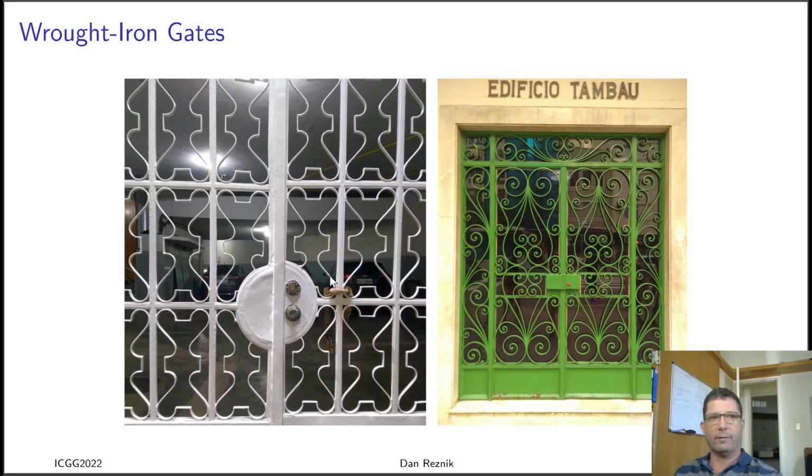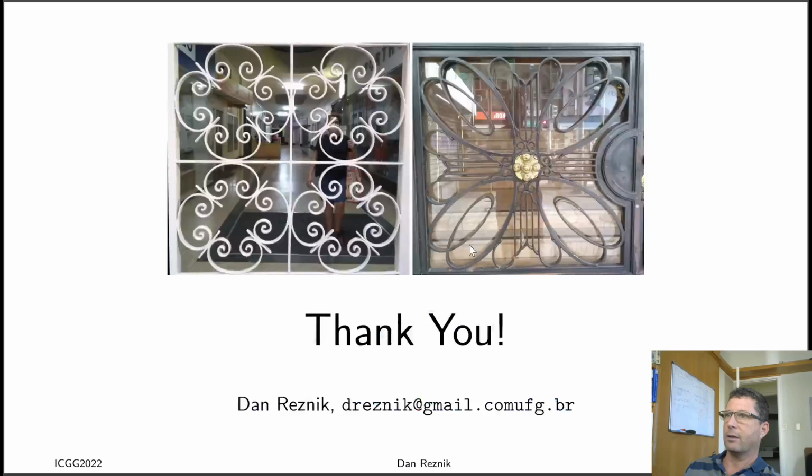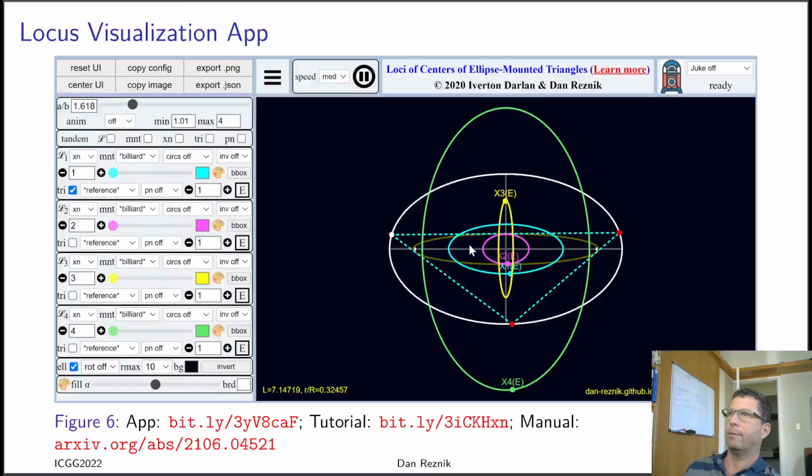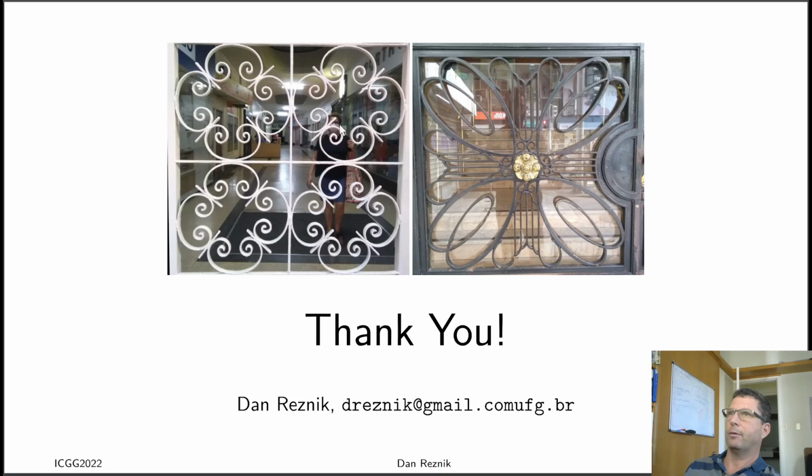So here's a couple of examples of gates that you might see in my neighborhood here in Rio. They are probably early 20th century ironworks. I think I have another one, on the last slide. I'm going to forward to that last slide so you can see another example. So here's another detail of a gate and another one here.